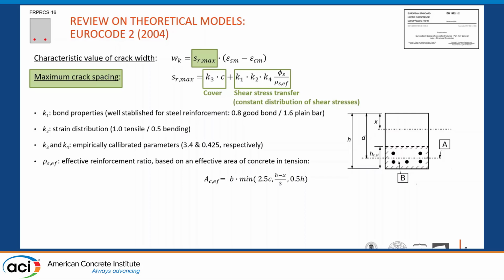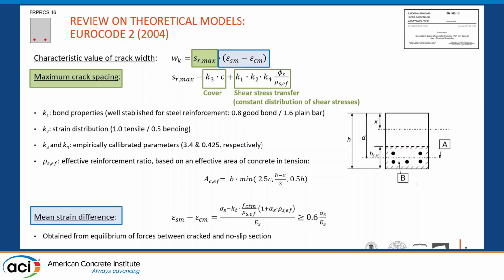Then we have the strain distribution factor, and then there are two empirically calibrated factors. Then there is an open discussion regarding which is the effective reinforcement ratio that we should consider. This effective reinforcement ratio depends on the effective height. And in the case of Eurocode 2, it is solved as you can see in the slide.